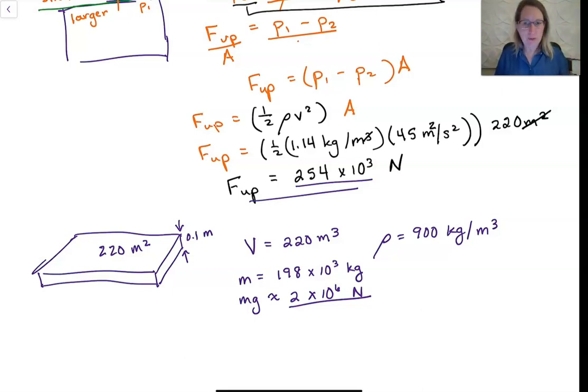Now, can it pull up shingles? Absolutely. But the issue is that you can also have fairly light roofs, like tin roofs, that can be picked up with this kind of force.